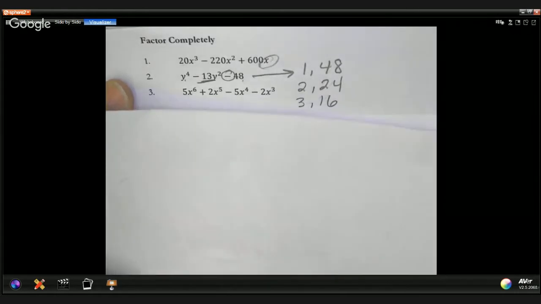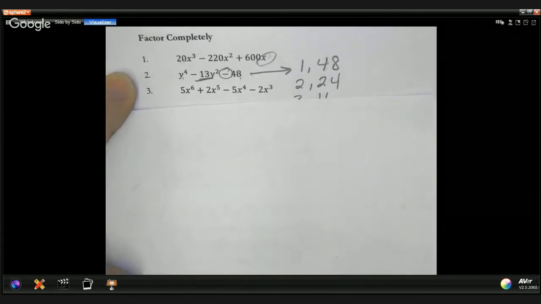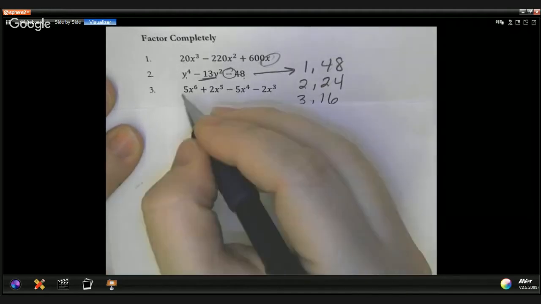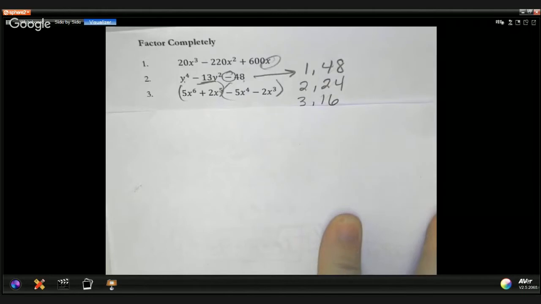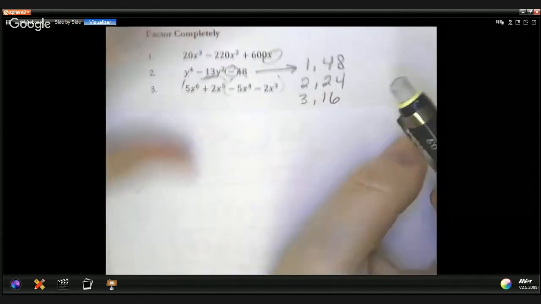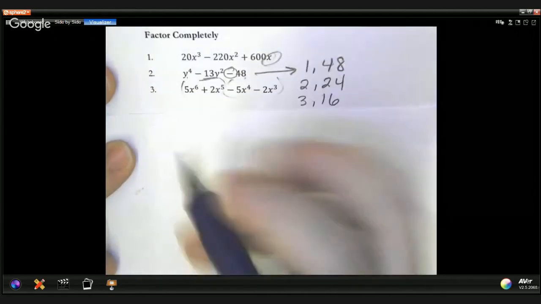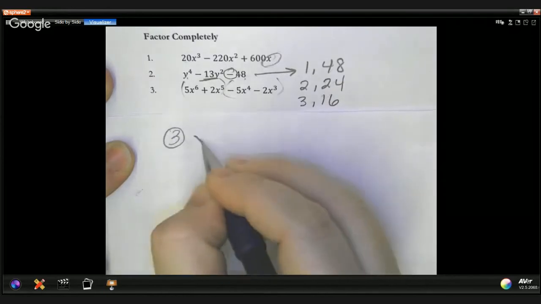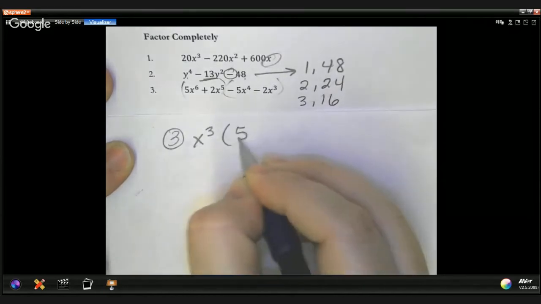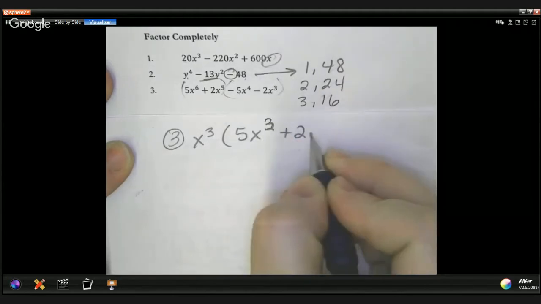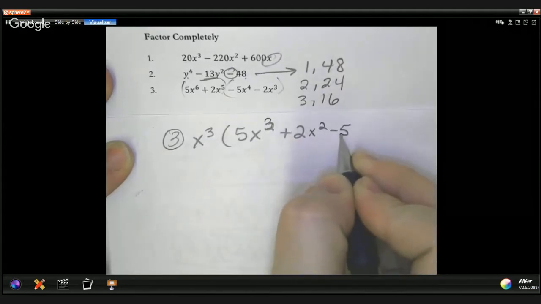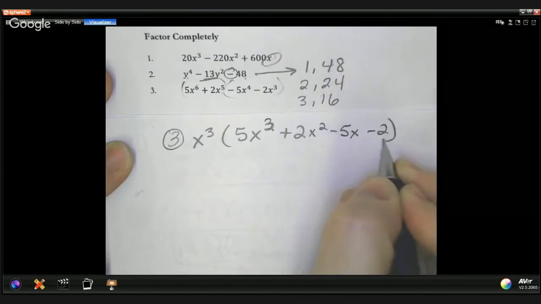Okay, so for number 3, I'm going to add a paper in so we have space. So I'm going to put parentheses around the first 2 and around the last 2, and you have to see what you can take out of both of them. And actually, I just recognized something. Before we group them, do you see anything that goes into all 3? Yeah, the x to the 3rd. So I'm going to take out an x to the 3rd, which leaves me 5x to the 3rd, 2x squared, minus 5x, minus 2.